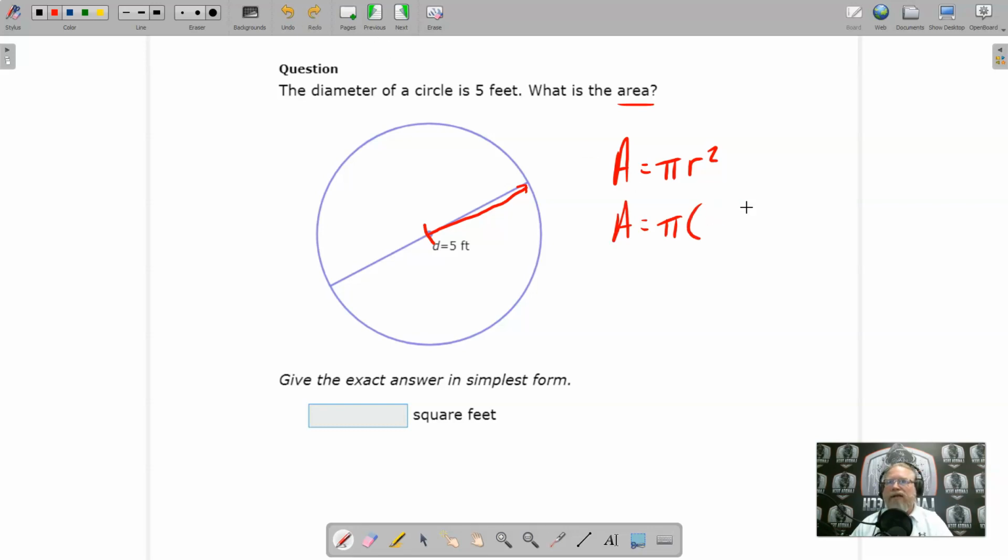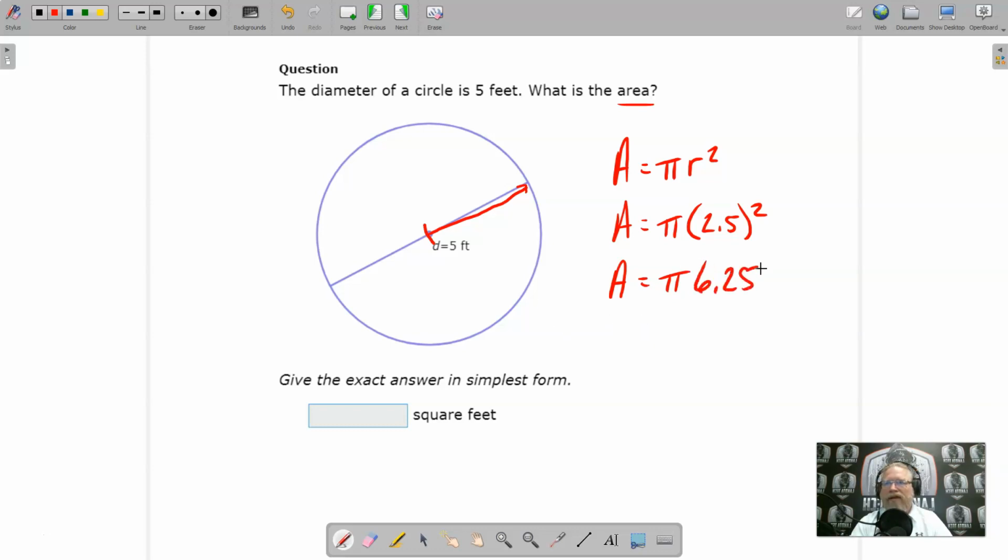I tried to do it as a fraction, but at any rate, 2.5, and we want to square that. So now area equals pi. Let's go ahead and square 2.5. You would think that I have that memorized, but no, that was a wrong button push. 2.5 squared is going to give me 6.25. So area equals pi times 6.25.